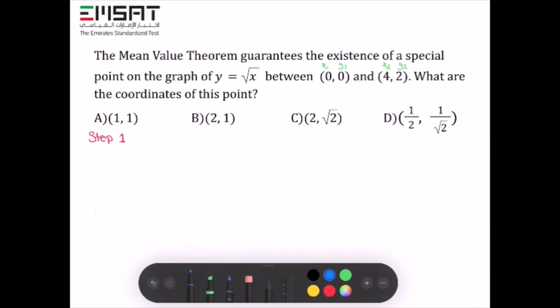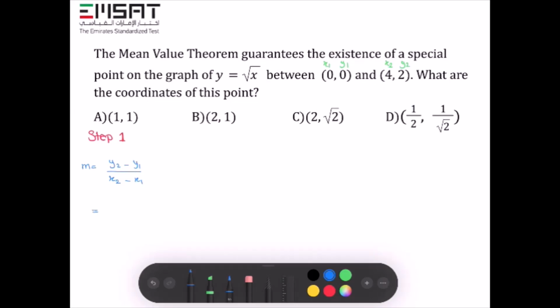Step 1. When given 2 points, find the slope of the secant line using the formula m equals y2 minus y1 over x2 minus x1. Now, evaluate the points that are given. We will have 2 minus 0 over 4 minus 0. Using a calculator, we will end up with 1 over 2.